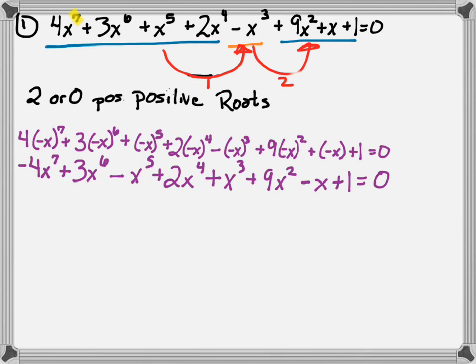Now let's get our colors back out. We are going to underline in blue. I'm doing blue for all my positives, and orange for all my negatives. And then count your sign changes.